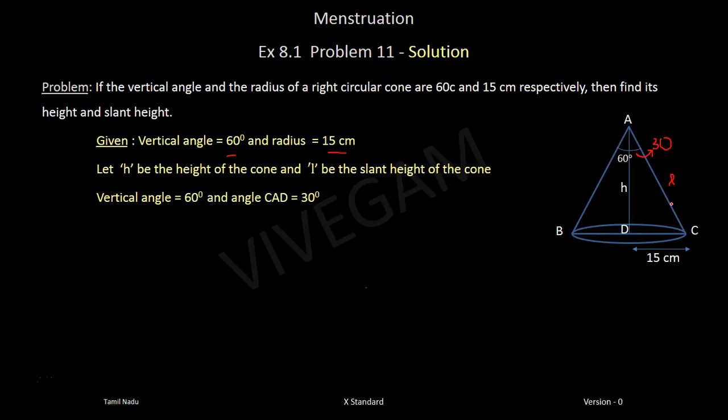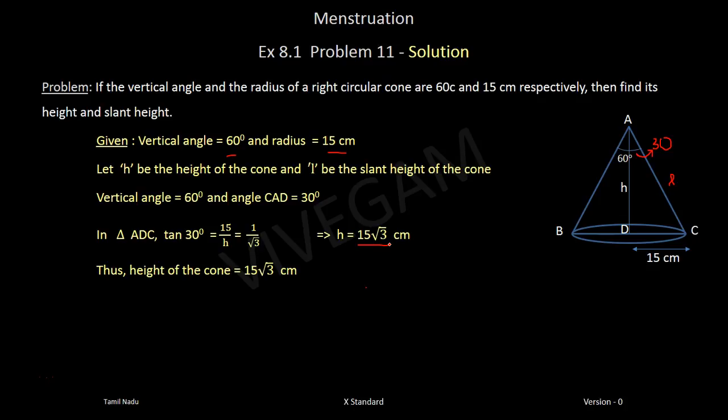The vertical angle is 60 degrees and angle CAD is nothing but half of 60 degrees, that is 30 degrees, right? Now in triangle ADC, tan 30 will be opposite by adjacent. The opposite side is 15 centimeter, which is the radius, and the height is H. Tan 30 is 1 by root 3, so H will come this side and root 3 will go up. H will be equal to 15 root 3 centimeter.